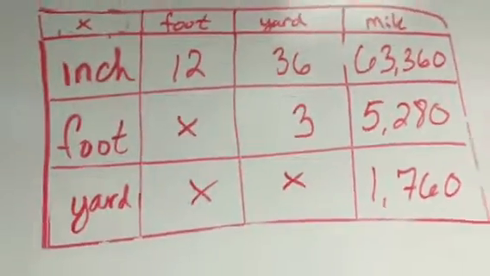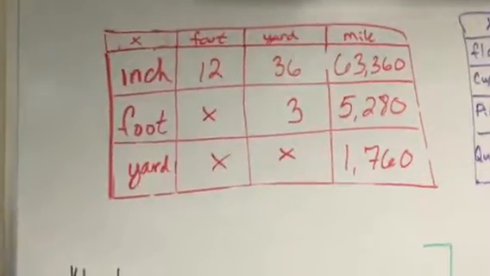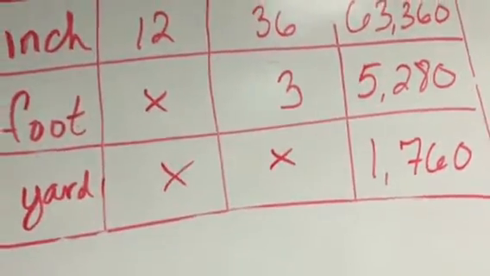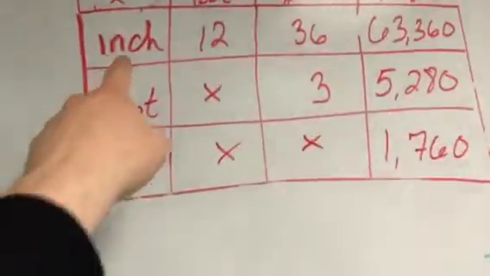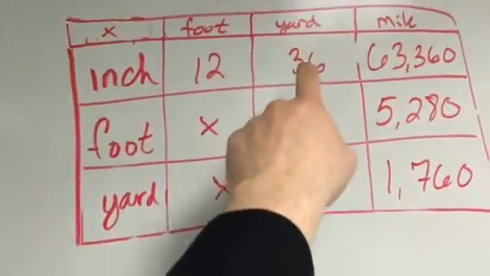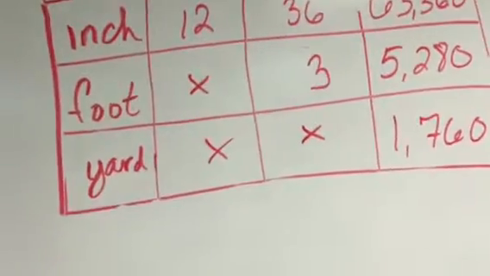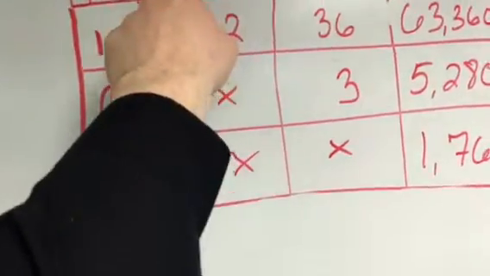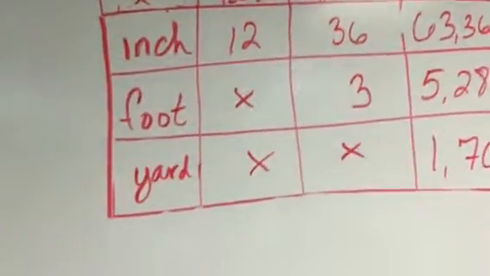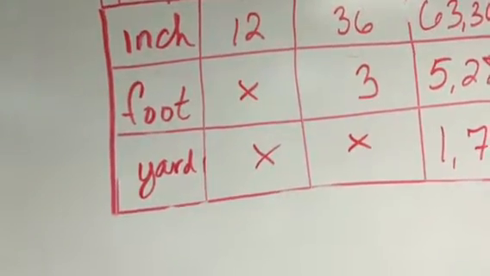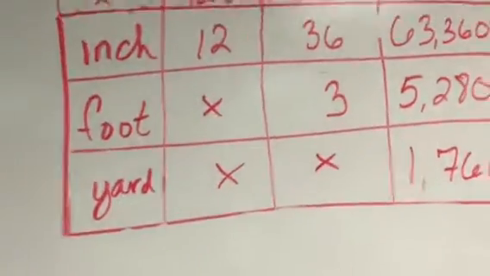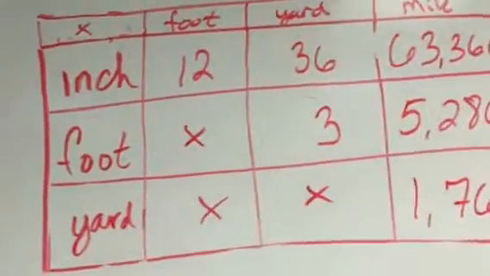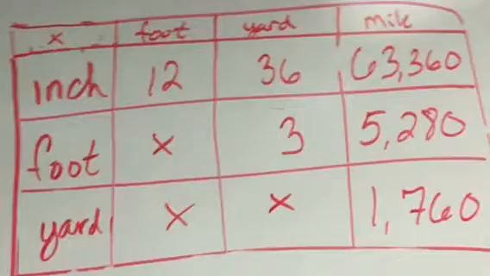Now, those are some things that might be difficult to calculate, but if you can remember this row, you can probably calculate all of the rest of them. And let's look at how. We know that there are 36 inches in 1 yard, and we know that there are 12 inches in 1 foot. So if I take 36 divided by 12, I get 3 feet. So that means there are 3 feet in 1 yard. And if you look at our chart, that's right, we said 3 feet in 1 yard.